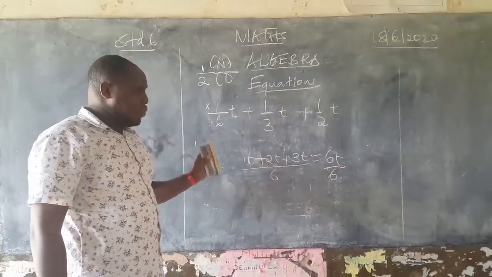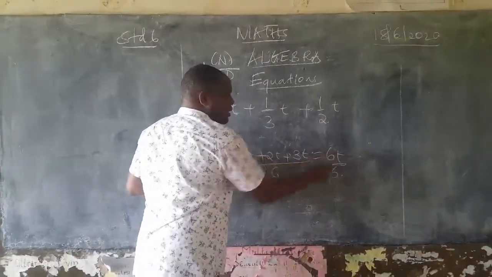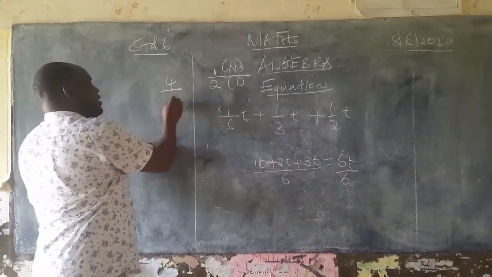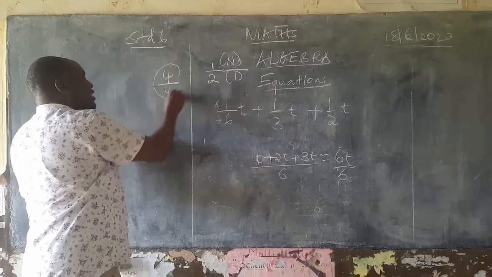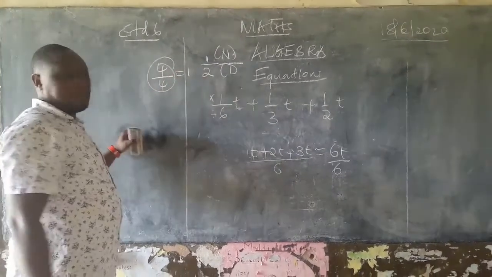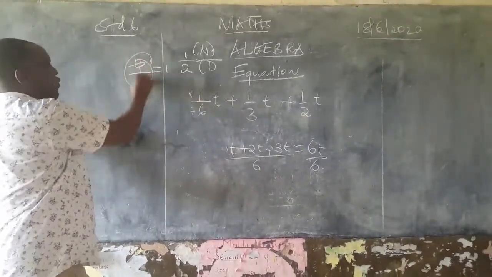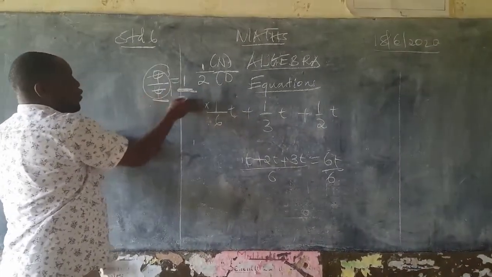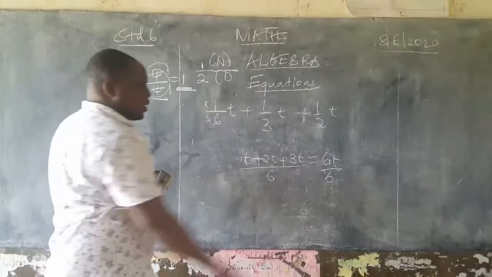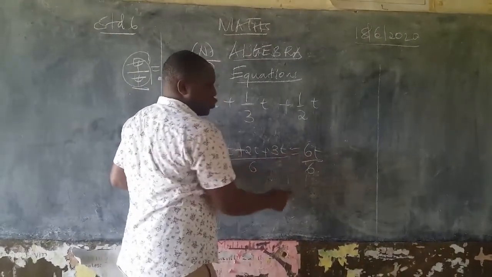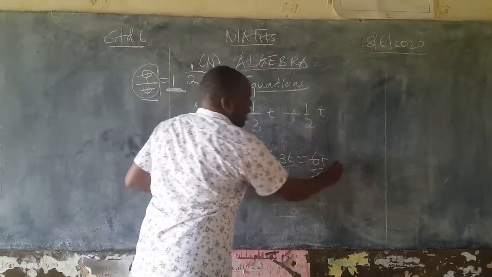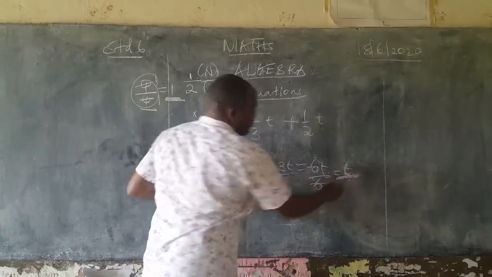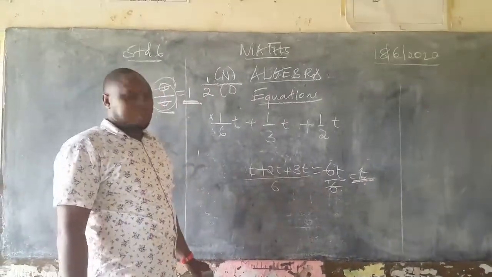6t over 6. Learner, when it's 6t over 6, remember what we said? If a number on the numerator is the same as the number on the denominator, that simply means 1. You divide 6 by 6, you get 1. So 6 over 6 can be written as 1. And so this will cancel and you remain with t. So our answer becomes t in that case.